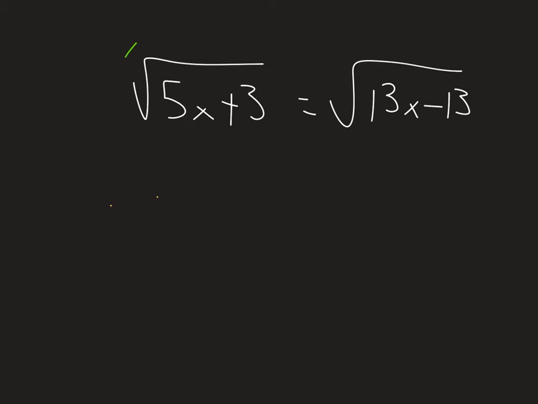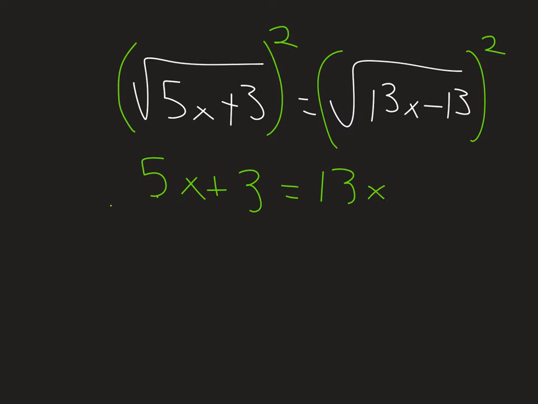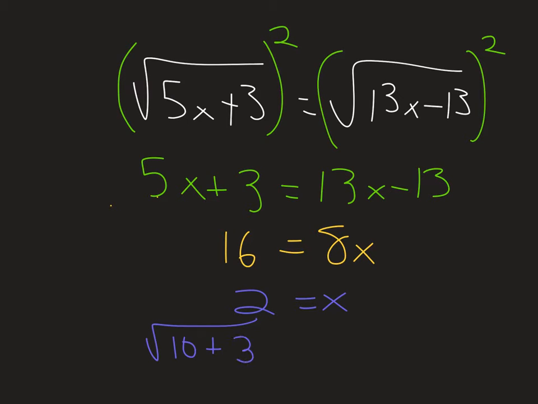But let's see what happens if we square this and if we square this. That means on the left side, we're left with 5x plus 3. And on the right side, we're left with 13x minus 13. So if we subtract 5x from both sides, and if we add 13 to both sides, and then if we divide by 8, we get 2. We could check it. So that's 5 times 2, which is 10, plus 3, that's 13. And then 13 times 2 minus 13 times 1 is just 13. So yes, we did it.